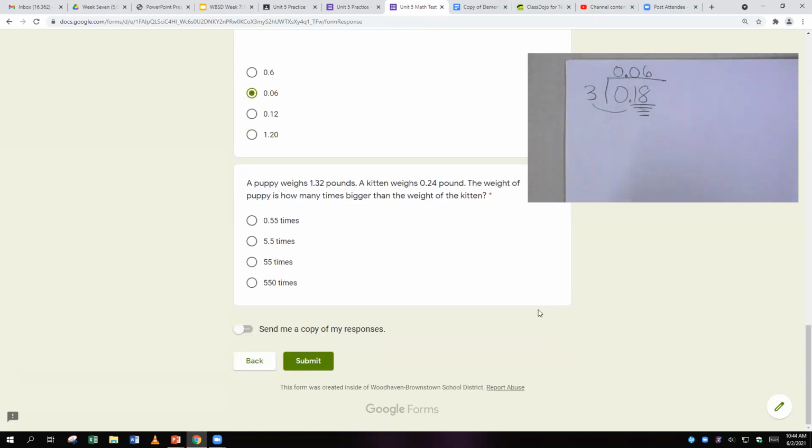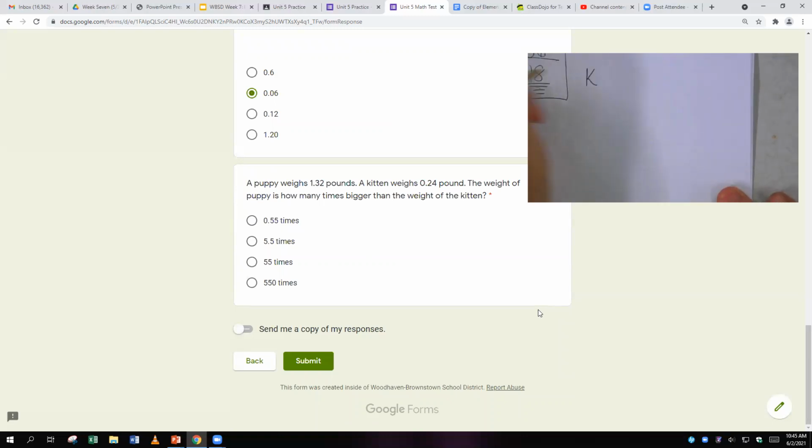Last question is about a puppy. So we got this puppy, right? And it weighs 1.32 pounds. Now that kitten, though, weighs 0.24 of a pound. The weight of the puppy is how many times bigger than the weight of the kitten? Are you confused yet? So kitten equals puppy times what? Would this help us? Well, no, this wouldn't help us because look, the puppy's bigger. It says the weight of the puppy is how many times the weight of the kitten. So we should say kitten times something equals puppy.